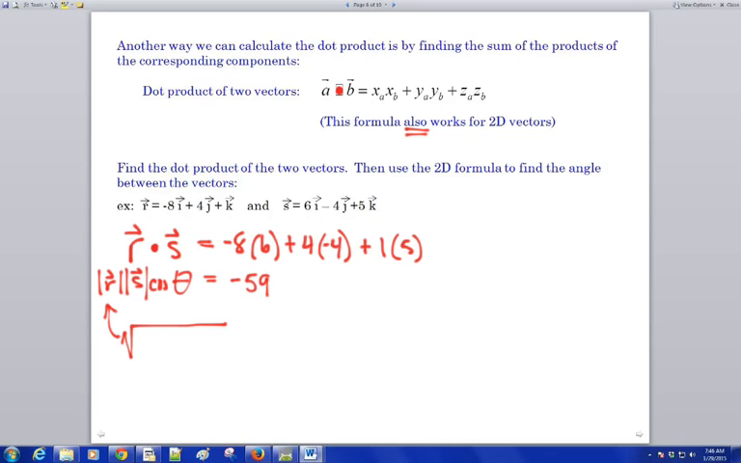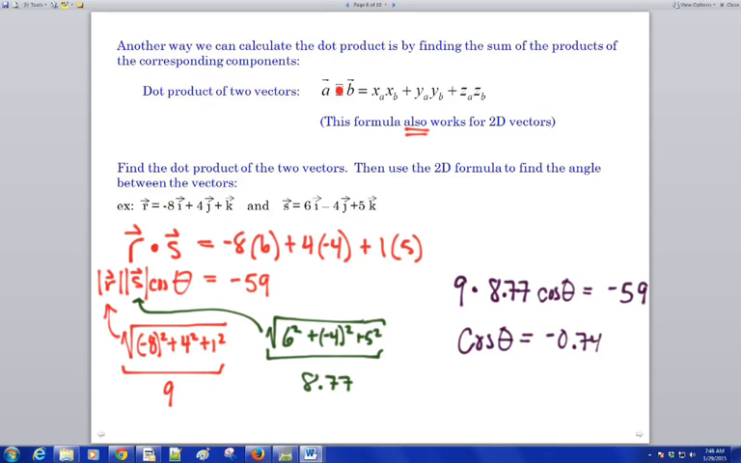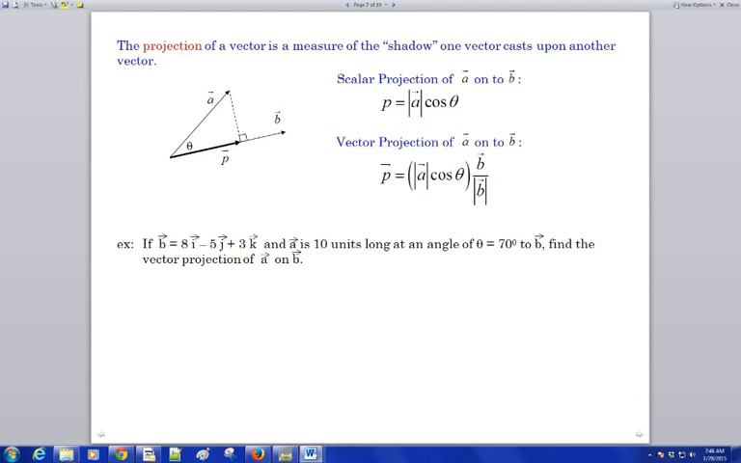We could figure out our magnitudes. That's just our extended Pythagorean theorem. And then that one, again, extended Pythagorean theorem. And that's a 9. That's 8.77. That equals cosine theta equals negative 59. You take a cosine inverse, and you get a value that would be your angle between those two vectors if they're tail to tail.